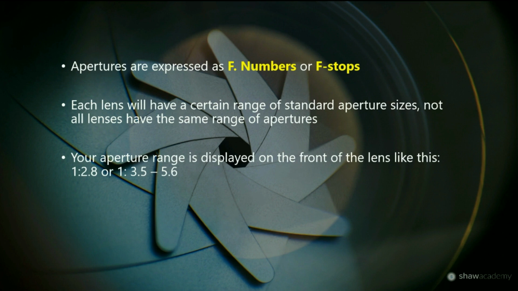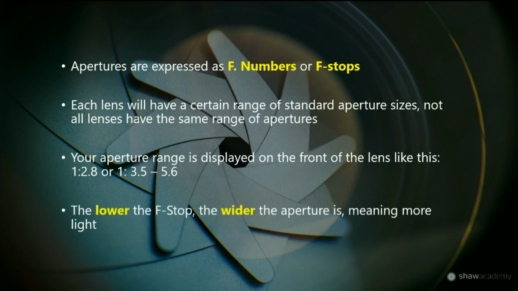But you're going to be able to identify the widest aperture available to you on your lens. It'll usually show it on the front as a ratio, like 1 to 2.8 or 1 to 3.5 to 5.6 and so on, depending on your own lens.